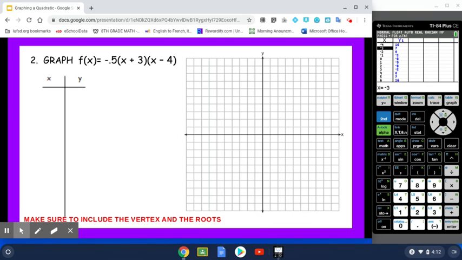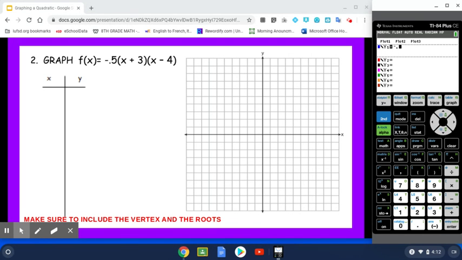okay? So the first thing is we're going to graph y in y equals. We're going to plug in -0.5 parenthesis, x plus 3, close it, and then x minus 4 and close it, okay? So what we're going to do now is we're going to graph it. Now remember, when we multiply by a negative, it flips it. We talked about that already. And it's a 0.5, so it makes it wider. 2 things we already talked about.